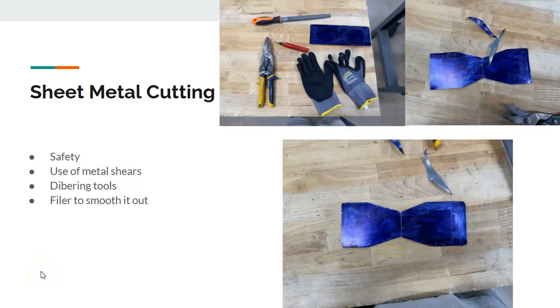Tools we learned to use for cutting it out were the shears, deburring tool, and a filer.